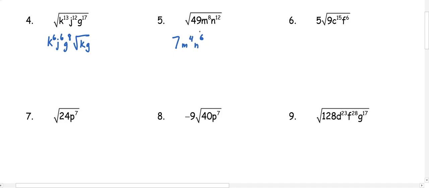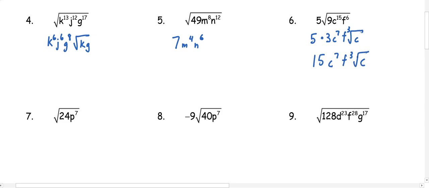Number 6, we have 5 root 9, c to the 15th, f to the 8th. So we know that the square root of 9 is 3, so we're going to multiply that with the 5 already out there. C to the 15th is odd, so one of the c's is stuck under the radical. So now we're going to do 15 minus 1, which gets us 14, and half of 14 is 7. So that gets us c to the 7th. F is even, so we're just going to divide that by 2 to get f to the 3rd. So our final answer would be 15, c to the 7th, f to the 3rd, root c.